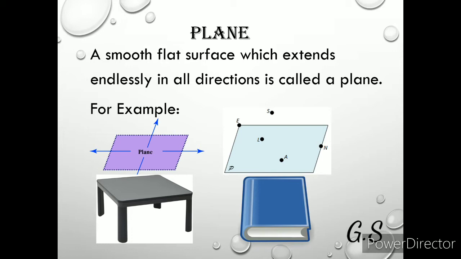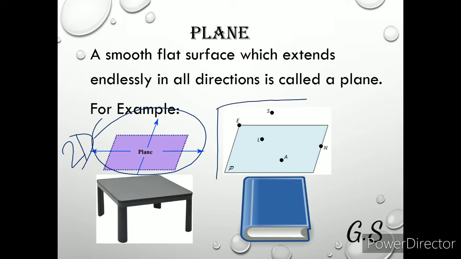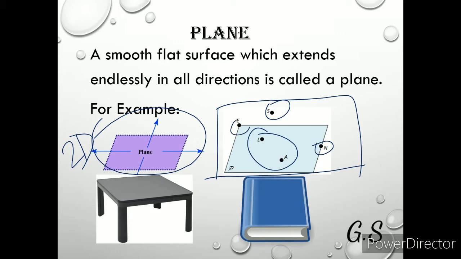For example, you can see that this is a plane, which can be drawn in two dimensions. This is also a plane figure in which some of the points are marked inside and some are outside, and you can see there are 2 points on the plane also. So there are some points inside, outside and on the plane.